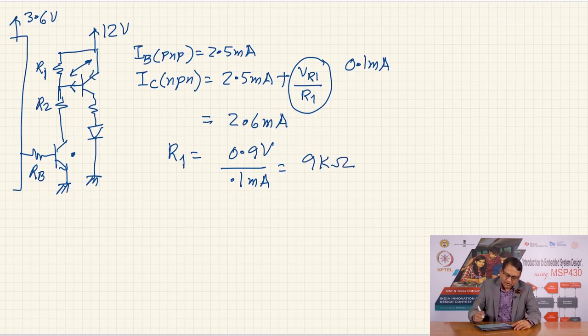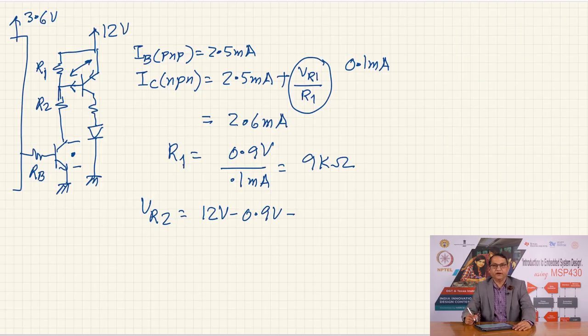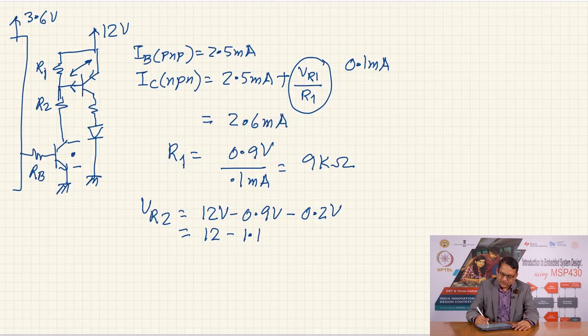All right. Also, when this transistor is saturated, the voltage drop across this will be 0.2 volts. Therefore, VR2 is equal to 12 volts minus the voltage drop across R1, which we have estimated to be 0.9 volts, minus the saturation voltage across the NPN transistor, which we take to be 0.2 volts, and therefore, this becomes 12 minus 1.1, which is equal to 10.9 volts.